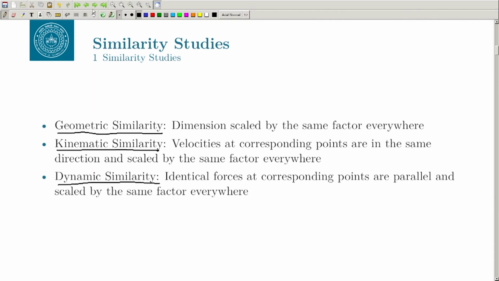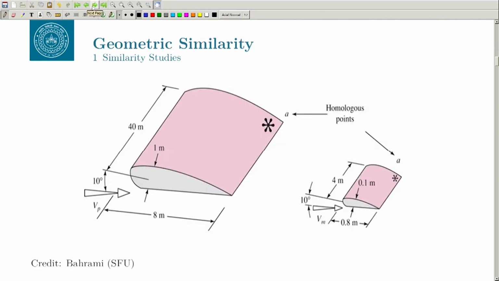So, for example, if you see this example here, this is a wing, and it has a chord length of around 8 meter. It is scaled down by 0.1. So, this now becomes 0.8 meter, right. What was 8 meter in the prototype now becomes 0.8 meter. So, this is scaled down by a factor of 10. The same should be followed everywhere. Let us say if you have a maximum thickness somewhere which is 1 meter here, it should become 0.1 meter. And if it is 40 meter in the span, it becomes 40 by 10, which is 4 meter in span.